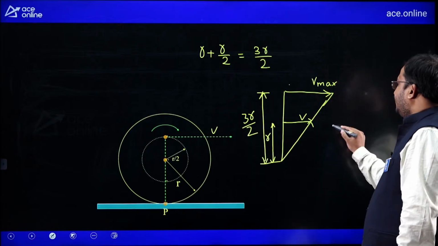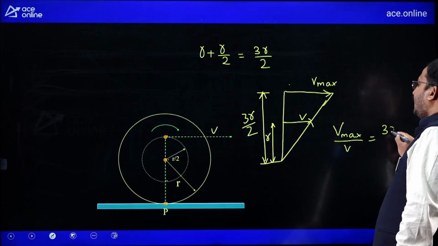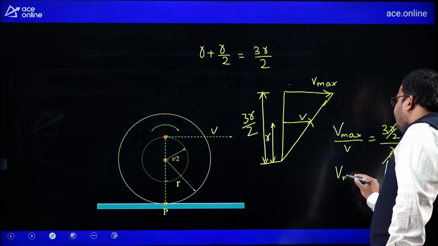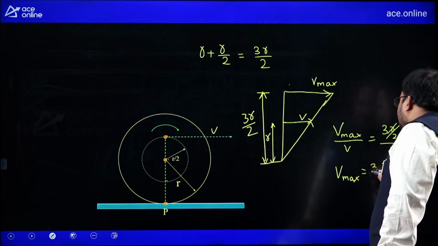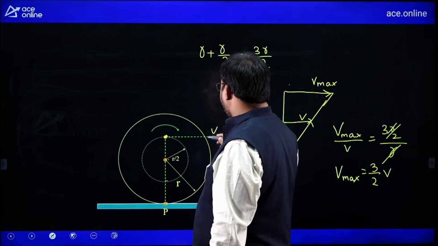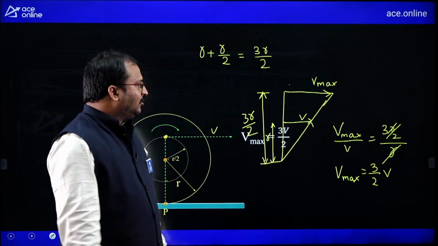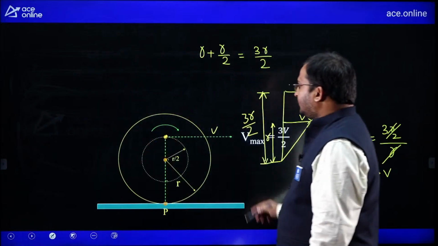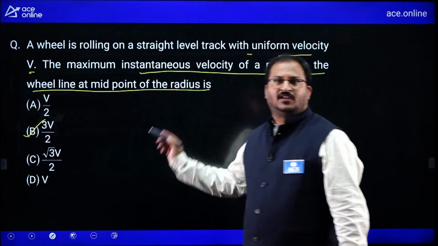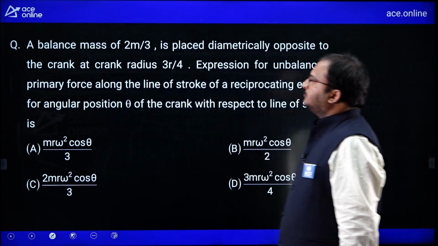Okay, by similar triangles, v max by v is equal to 3r/2 by r. r gets cancelled, so v max will be equal to 3/2 times v. So v max at this point is equal to 3/2 times v. Okay, so try to remember this question carefully, dear students. So 3/2 v, option B will be correct for this question. Okay, now let us go for the next question.